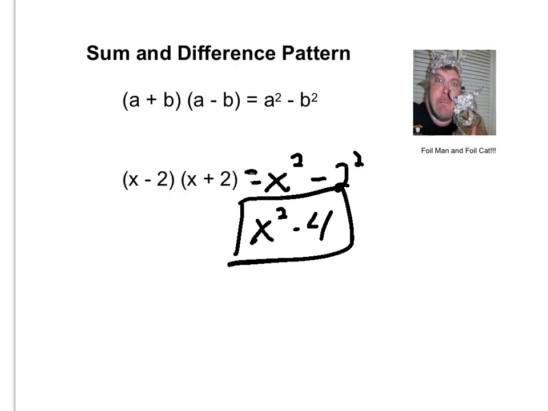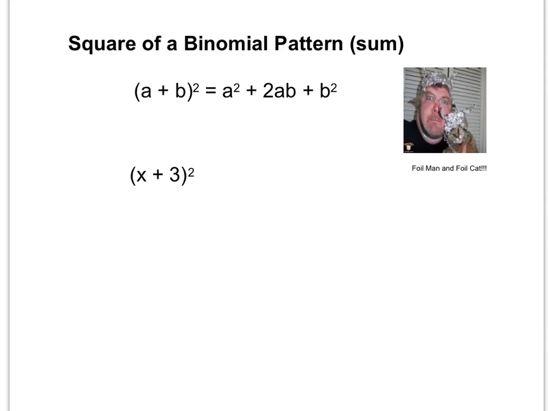Okay, let's go ahead and learn another one. This one is called the square of a binomial pattern, and this is the sum one. Basically we're taking an addition binomial and squaring it. And here's what we get. We're going to square the first term, and then add 2 times the first times the second term, and then add on the square of the second term.